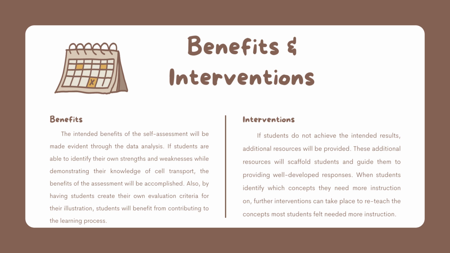After this data analysis, benefits and interventions need to be recognized. The intended benefits of the self assessment will be made evident through the data analysis. If students are able to identify their own strengths and weaknesses while demonstrating their knowledge of cell transport, the benefits of the assessment will be accomplished. Also, by having students create their own evaluation criteria for their illustrations, students will benefit from contributing to the learning process. If students do not achieve the intended results, additional resources will be provided. These additional resources will scaffold students and guide them to providing well developed responses. When students identify which concepts they need more instruction on, further interventions can take place to reteach the concepts most students felt needed more instruction.